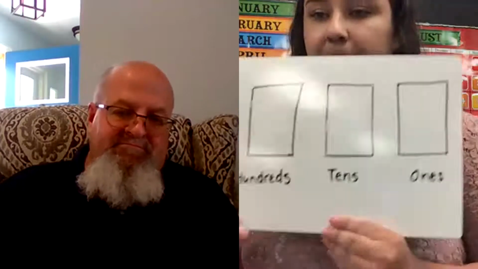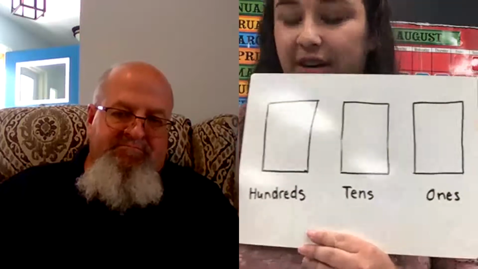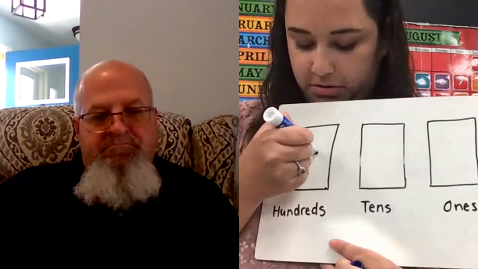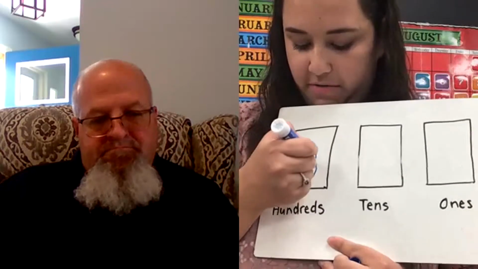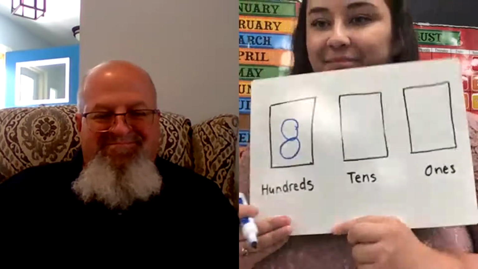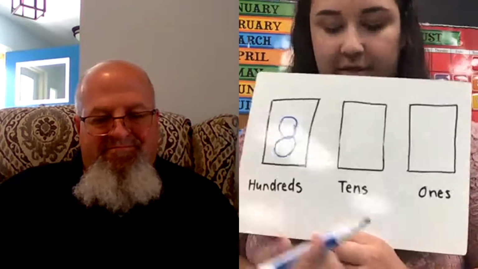890. Okay, so the first thing that I heard was 800. So I know that that's going to go in this first spot. 800. I'm going to try to write backwards. Looks like a bad snowman. So we have 800. We know we have 800s.